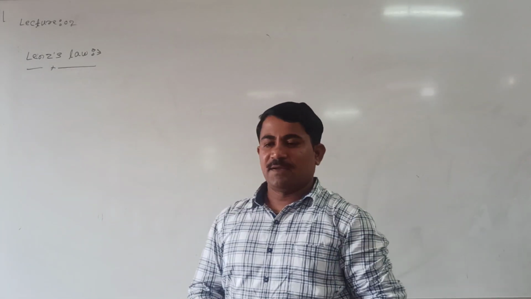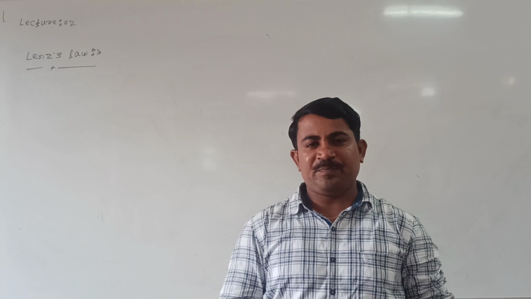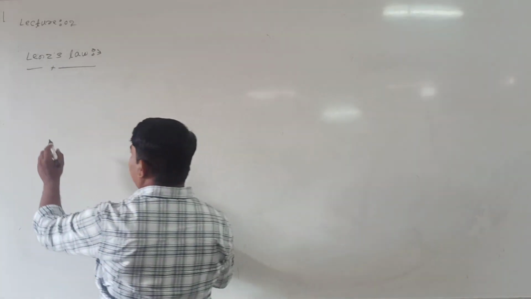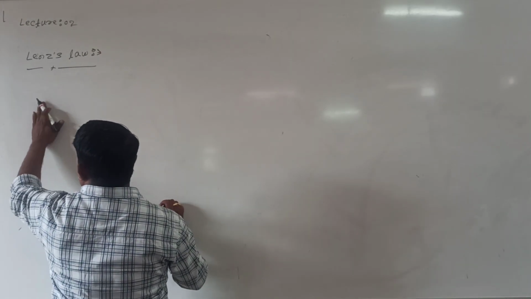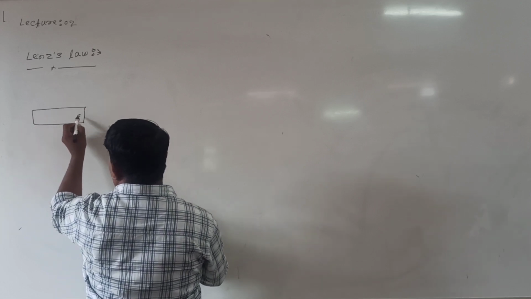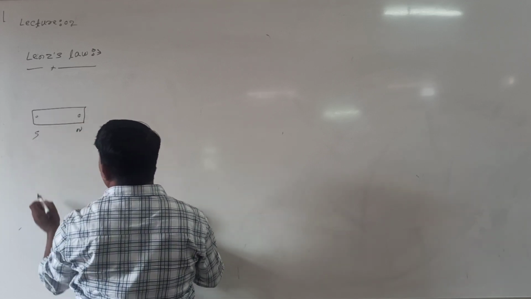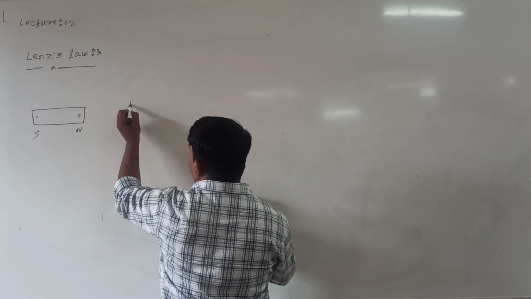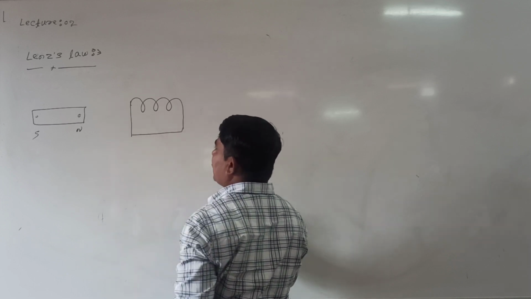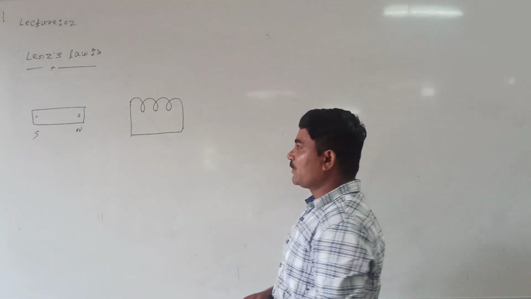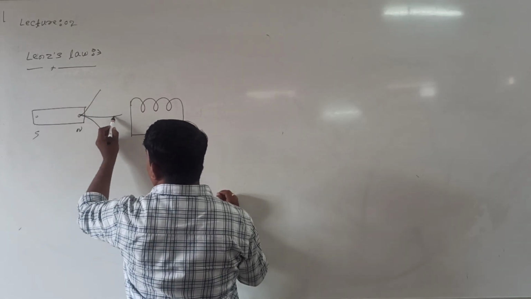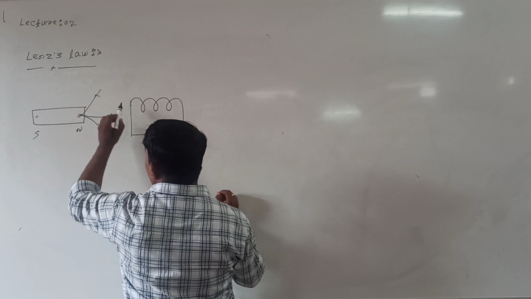To understand the concept of Lenz law, again we will take a magnet and a conducting coil. See here, this is nothing but a magnet. Say it has a north pole and a south pole. Now we will take a conducting coil. Say the coil is closed. We know the magnetic field lines. These are nothing but the magnetic field lines of the north pole.